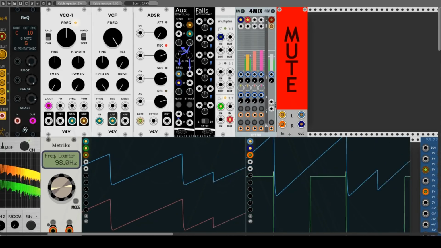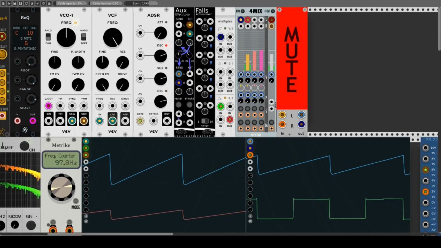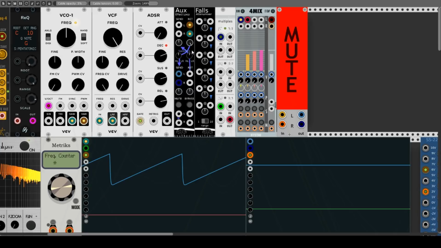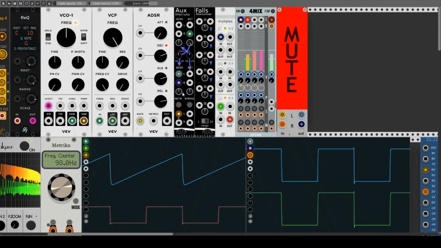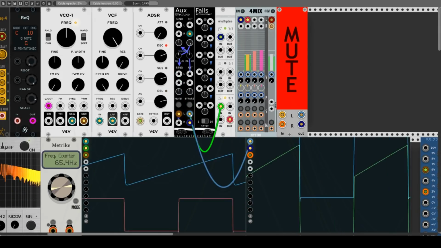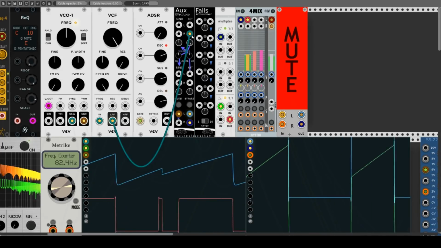All other controllers have no function here, but the module also has two more inputs and outputs, here simply called L and R. A signal at input L is output at both outputs. If two signals are present, each is output at the assigned output. The mute button mutes the outputs.